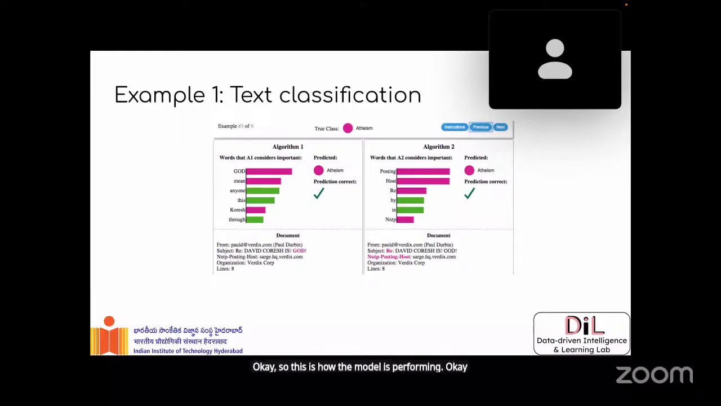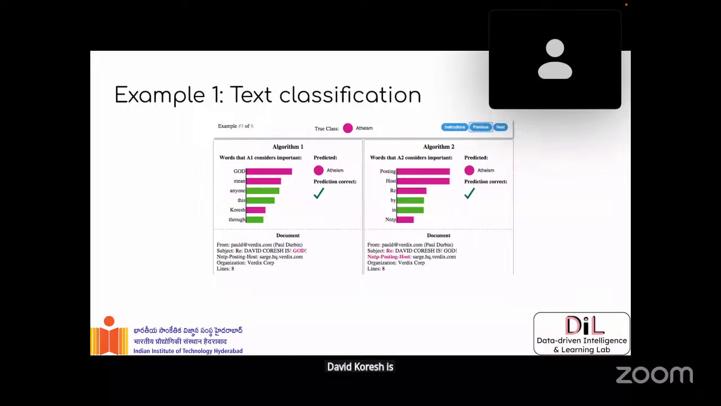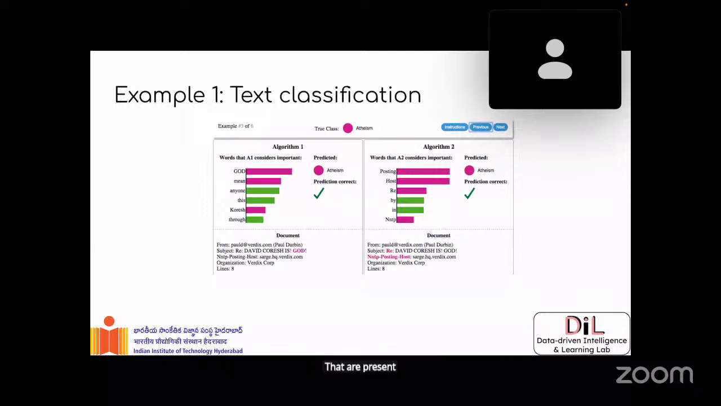On the left hand side, you see the document from Paul D, subject David Koresh is God something. If this is analyzed after training, the model is predicting atheism. Apparently the label is also correct. I mean, the ground truth is also atheism. It is correctly predicted. But look at the importance given to each of these words that are present. God, mean, anyone. I hope you're able to see.